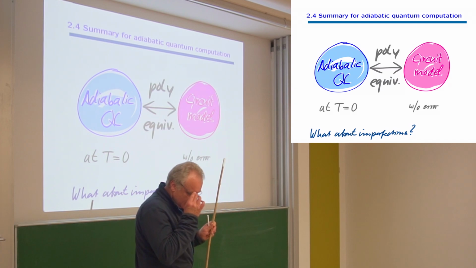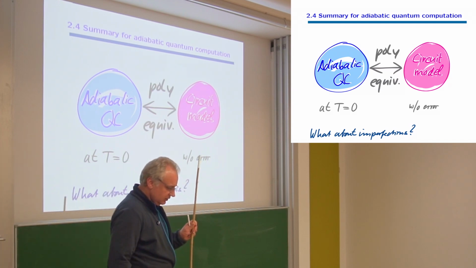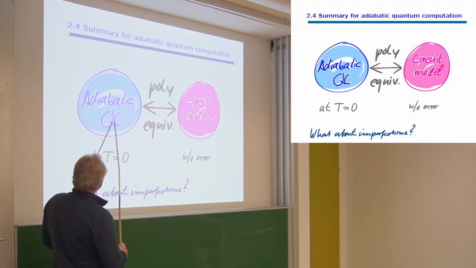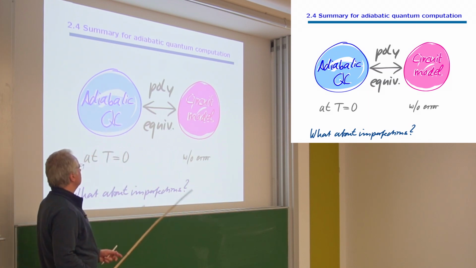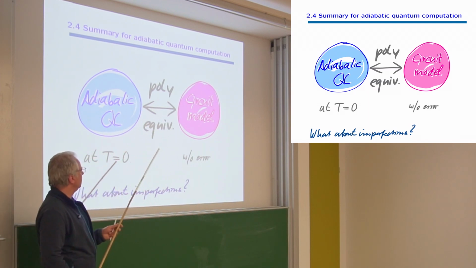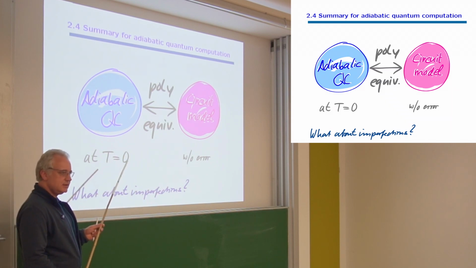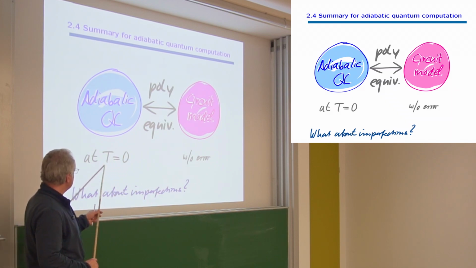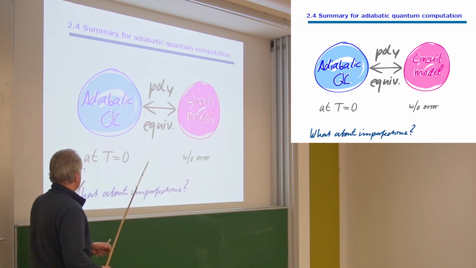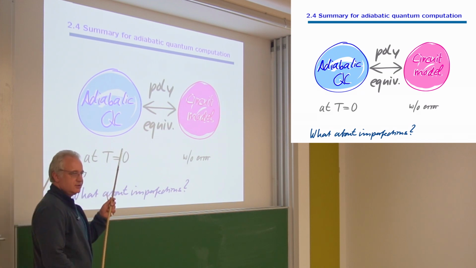So let me summarize. What these people established is that adiabatic quantum computation and the circuit model of quantum computation are polynomially equivalent. Either can simulate the other with polynomial overhead. And here we are talking about the perfect models, at temperature 0, with no errors at all. So nothing like the real world. And so we wonder, what about imperfections?